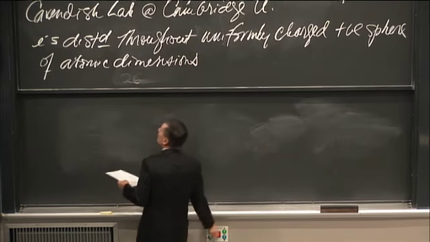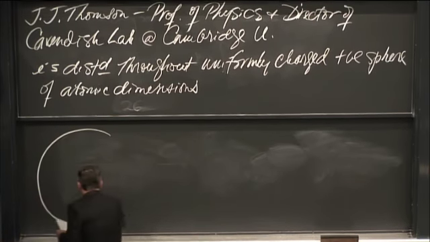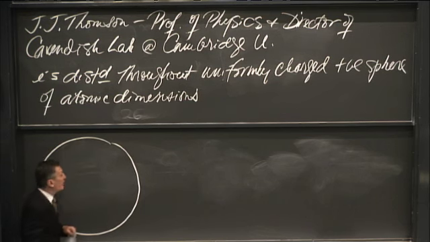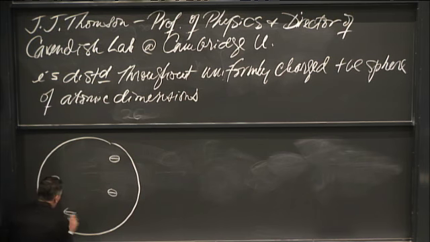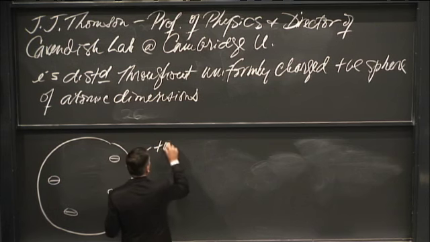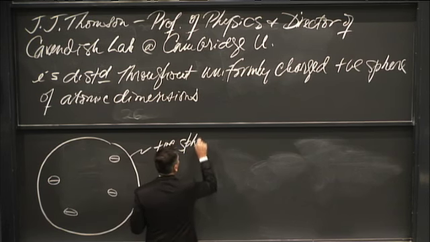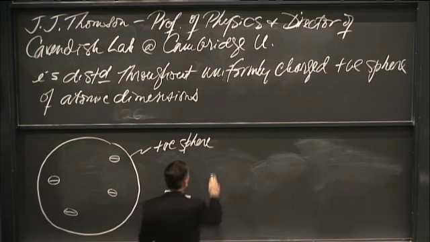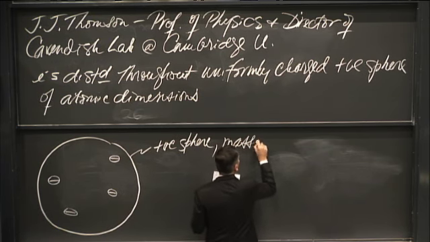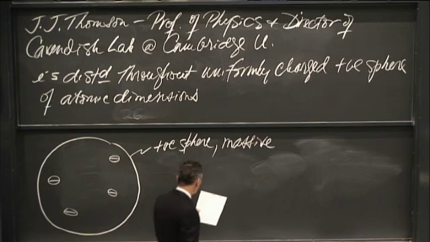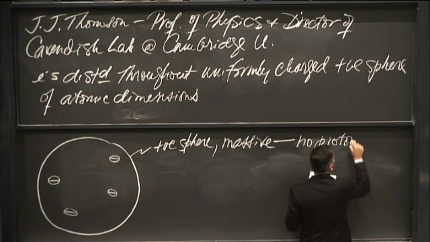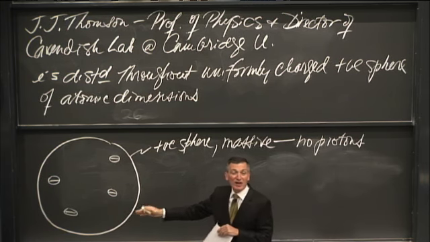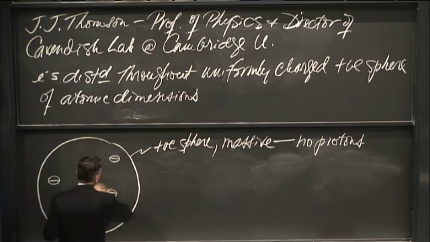So it looks a little bit like this. Here's a sphere of atomic dimension. Electrons are these tiny little things distributed throughout the positive sphere. And this is massive, right? Because the electrons have very, very low mass. And just to be clear, there are no protons. So this isn't positive particles, it's positive chargeness. It's just this big positive blur.